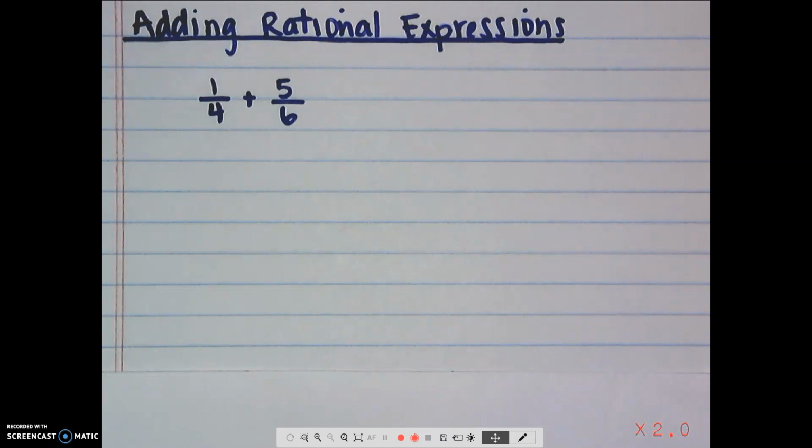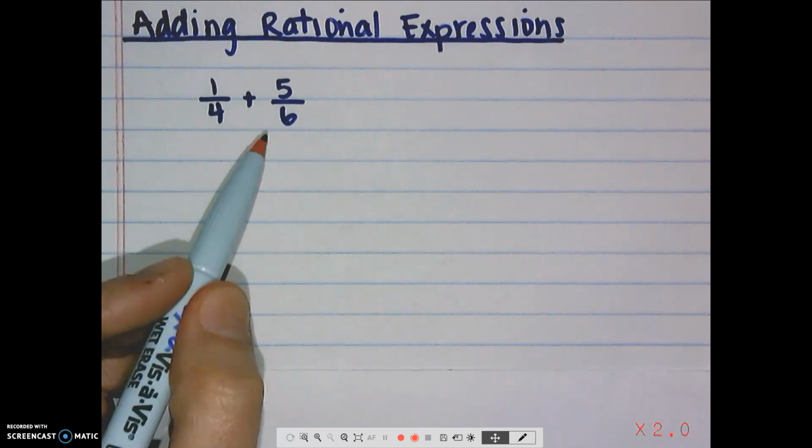Today we're going to be talking about adding rational expressions, but before we can do that, we need to talk about how we actually add fractions in general. So if we have something like 1/4 plus 5/6, and we're working on adding these two fractions together, we do need to get a common denominator. So if we have 4 and 6, the least common multiple between those would be 12. So our common denominator is going to be 12.